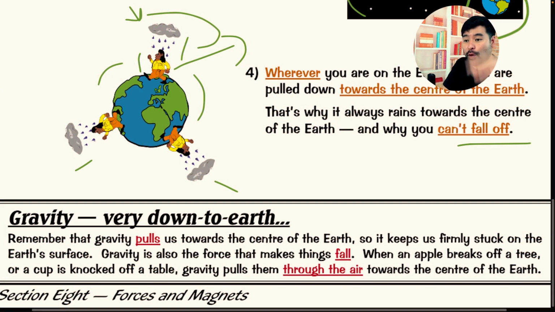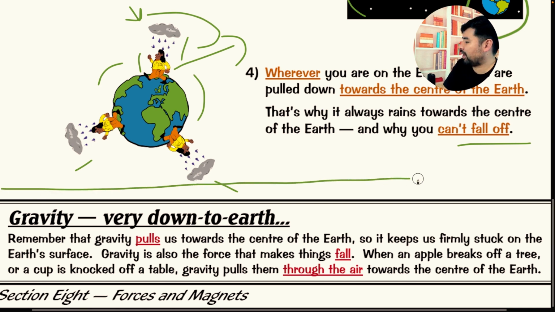So let's go to the next part. And fall, fall, cair, ok? And through the air, através do ar. Through the air, através do ar. Teacher, o que eu tenho que fazer aqui nessa Gravity, very down to Earth? So you have to put that in Portuguese for me, everything, okay? So, Gravity, very down to Earth.